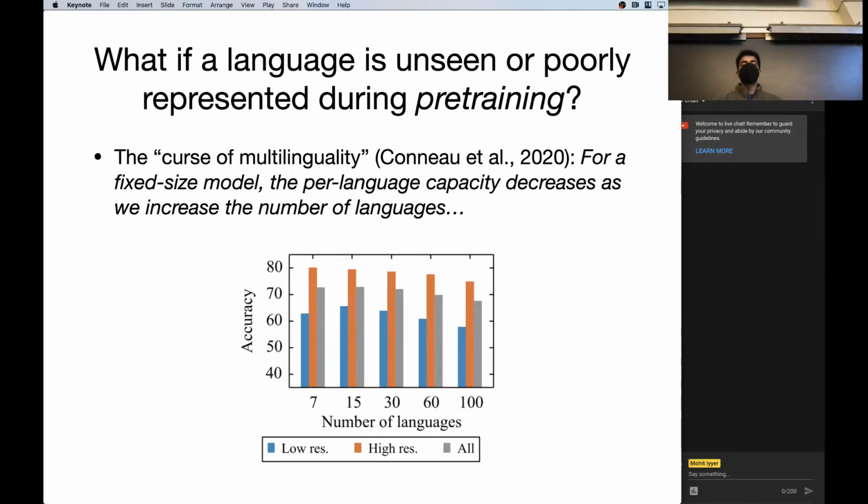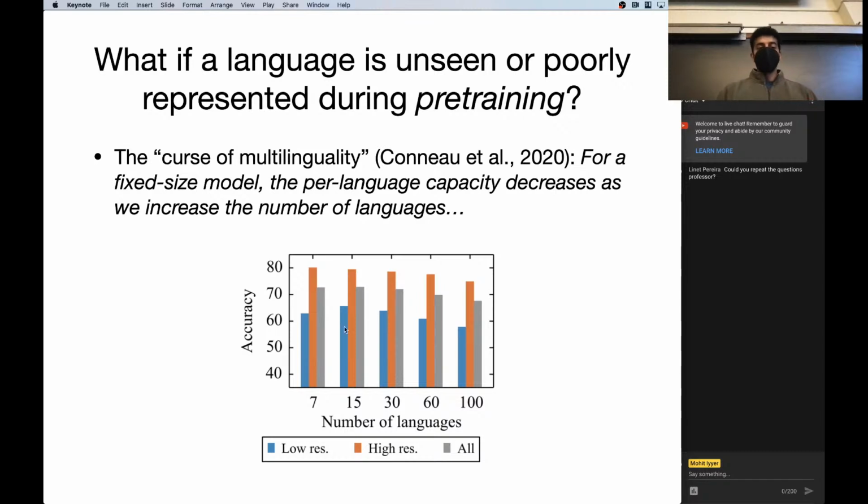One interesting finding that I was alluding to earlier is the curse of multilinguality, I guess. This is basically saying that you have one model of a fixed size. As you add more and more languages to this model, the per-language capacity decreases, meaning perhaps our performance on a task in that language decreases.